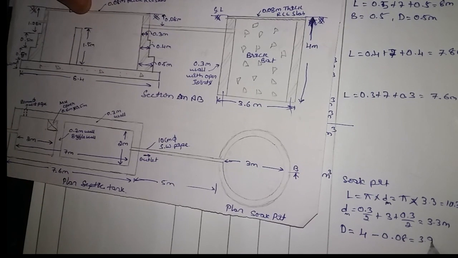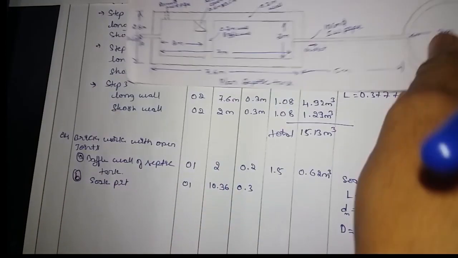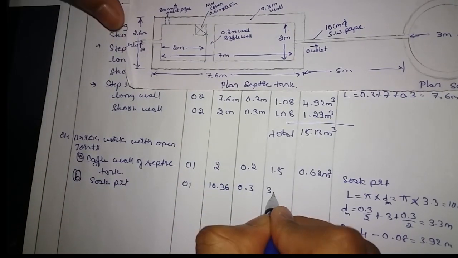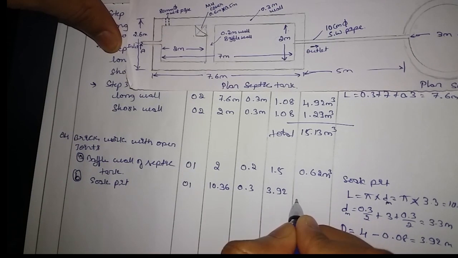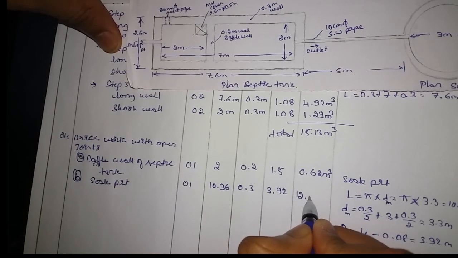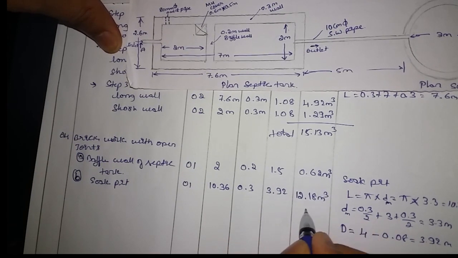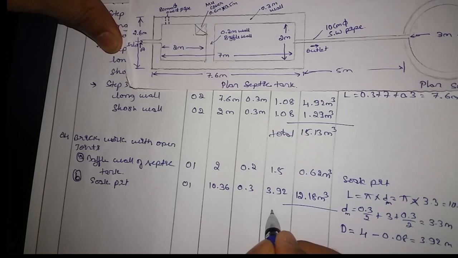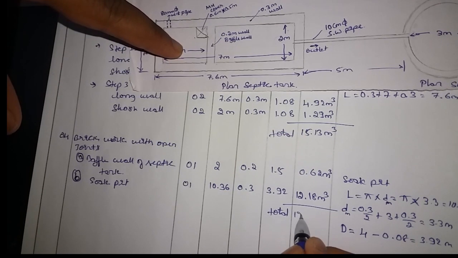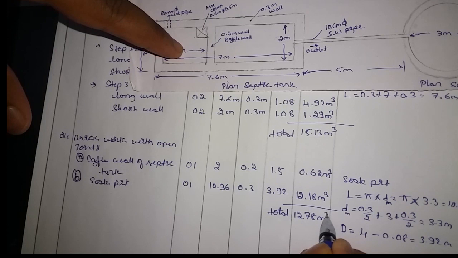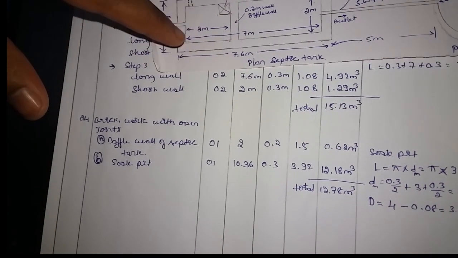It is 3.92 meter. Now substitute that 3.92 meter. Calculate all these values, you are going to get 12.18 meter cube. Now what is the total quantity you are getting? So total quantity is equal to 12.78 meter cube, right? So this is how we need to find out.